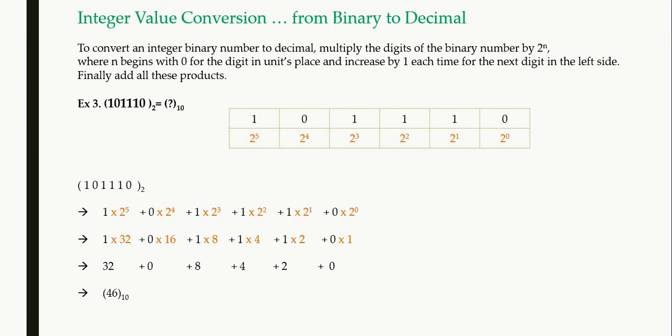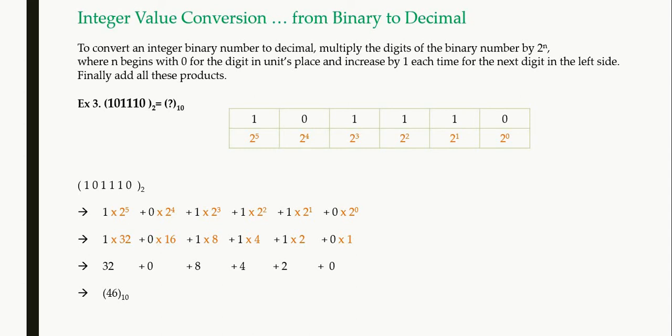Then we come to the next example. The next example again shows 101110. Right. So in the same way, once again, from the right side, start with 2 to the power 0, go on increasing the power by 1, and then multiply the corresponding digit and then add the numbers and you will get a result.